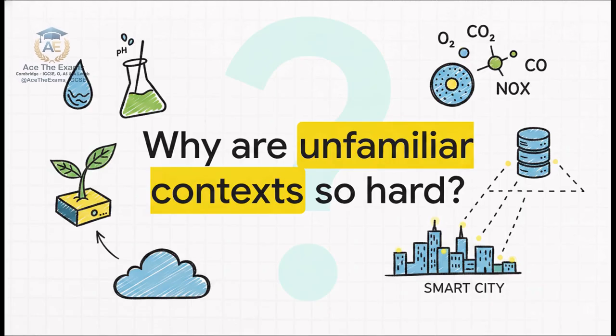Maybe it's an automated agricultural system monitoring soil degradation, or maybe it's a smart city infrastructure tracking NOx emissions in real time. When faced with these curveballs, what happens? Students freeze. They completely freeze up and fall back on writing out generic textbook definitions rather than actively applying their knowledge to the specific problem sitting right there on the page.